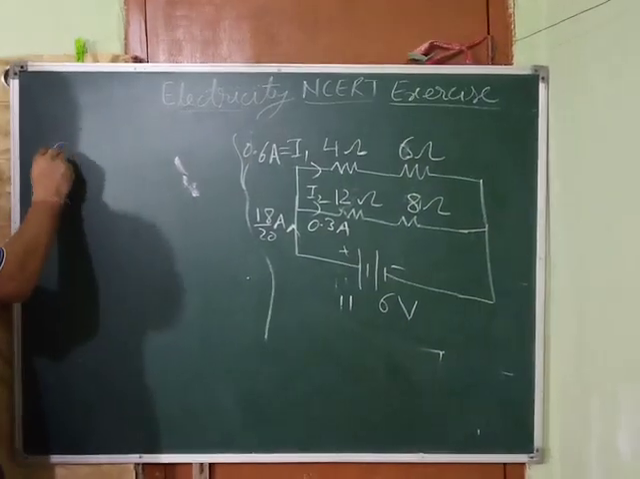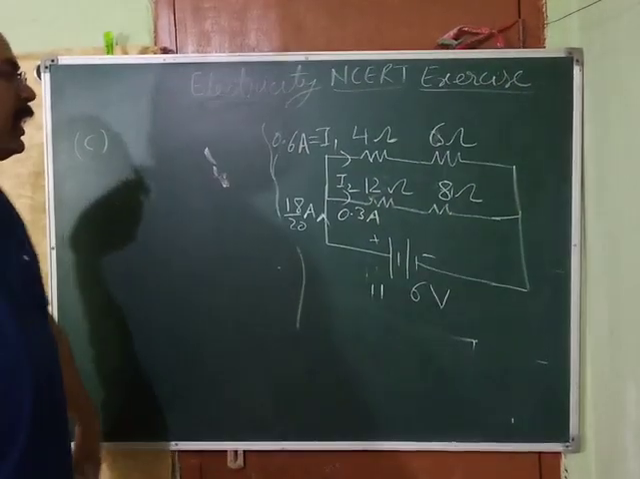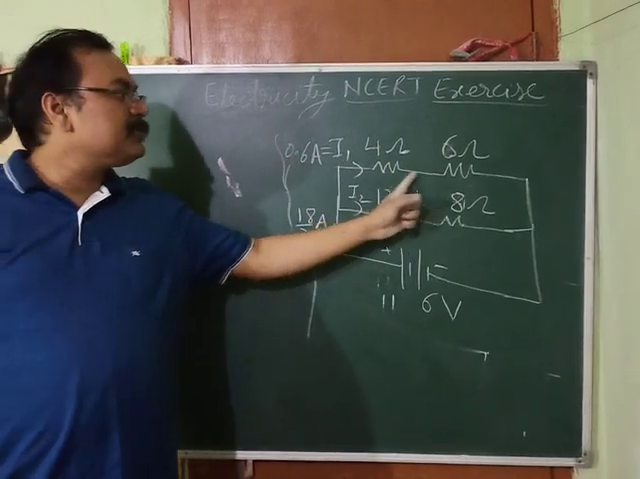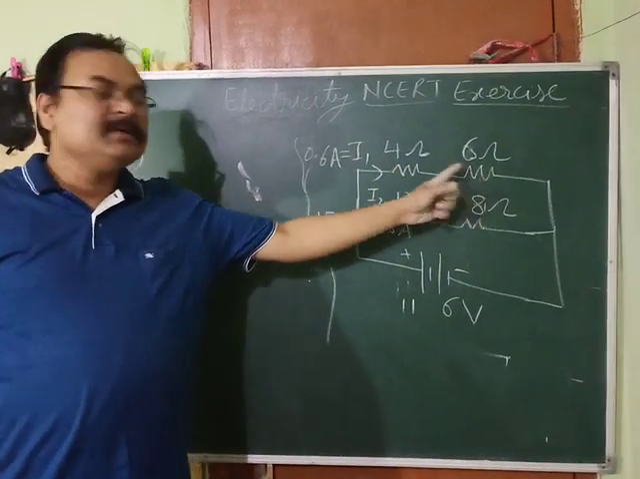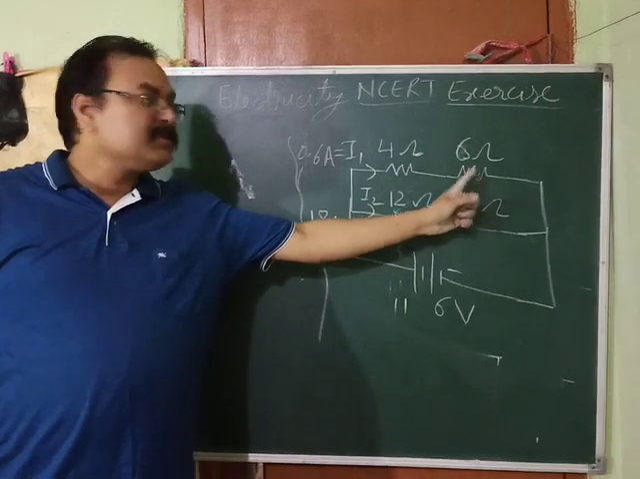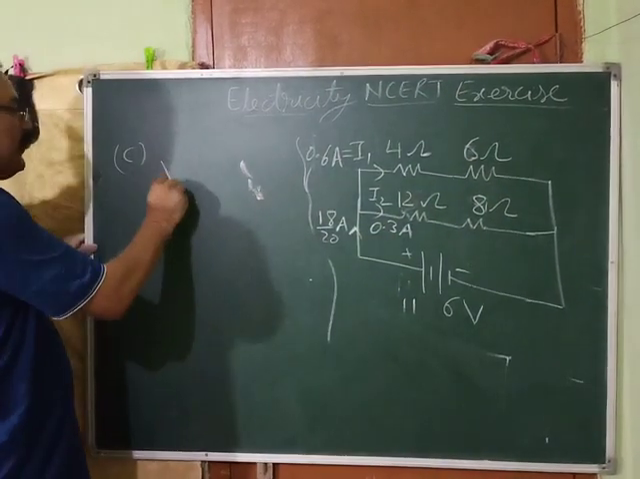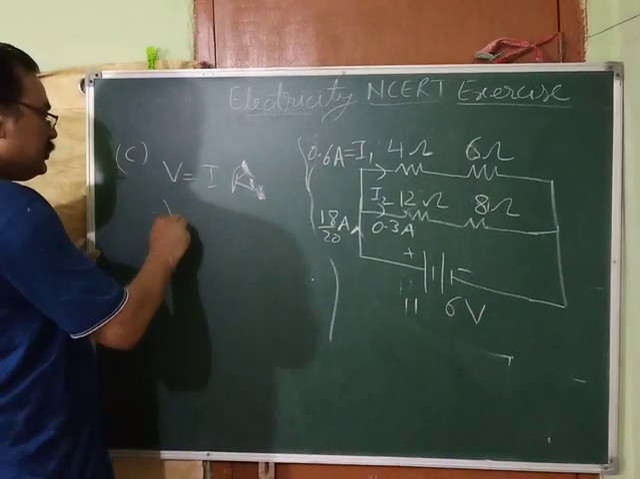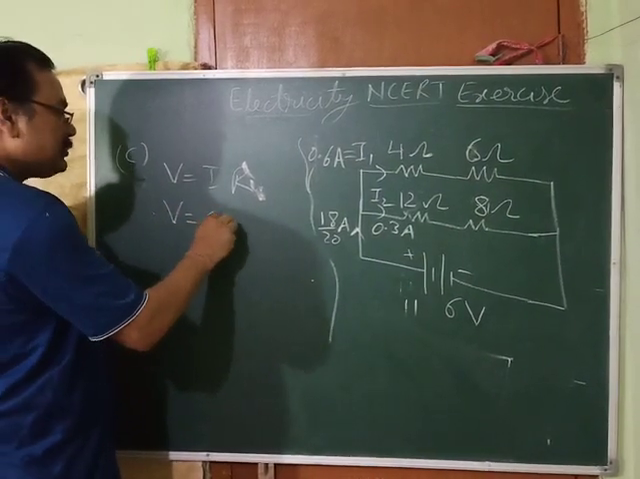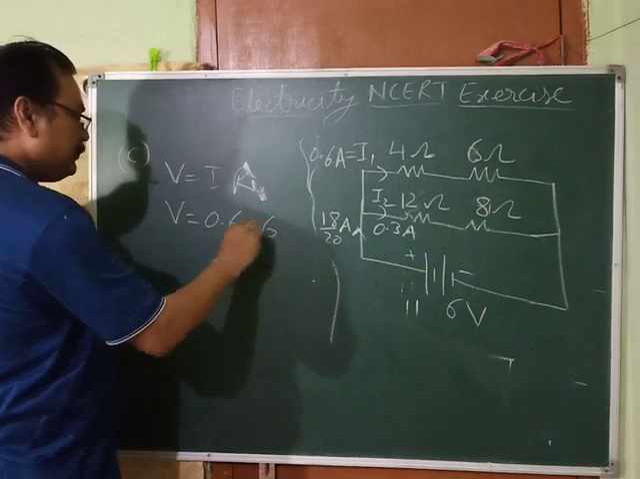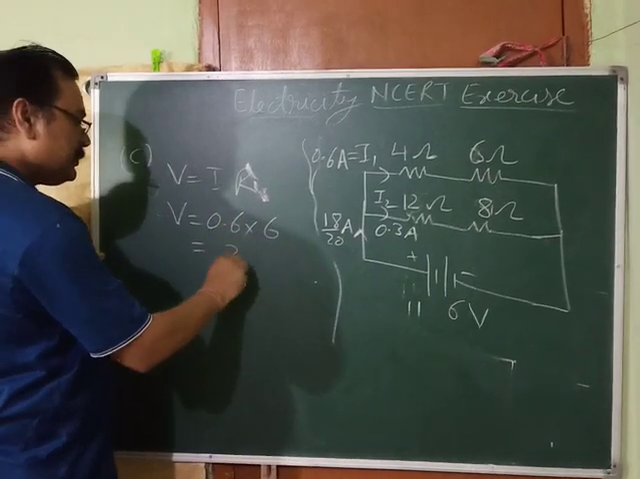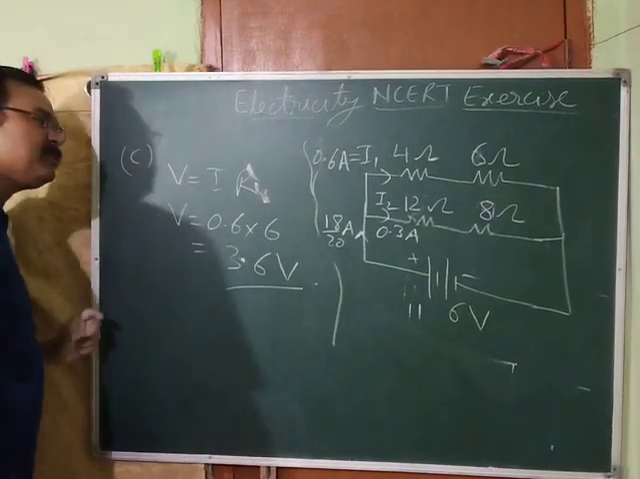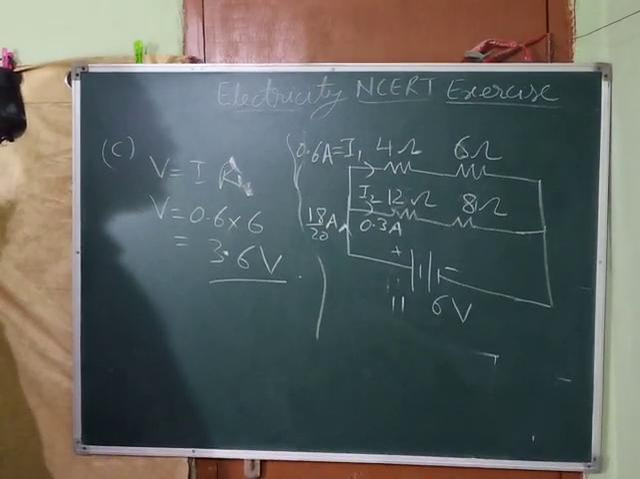In third part, we have to find out the potential difference across 6 ohm resistor. Now see, if the 0.6 ampere current is flowing through this branch, these two are in series, so same current will pass through them. So what is the potential difference? We know that V is equal to IR. This formula we know very well from Ohm's law. So V is equal to I, which is 0.6, and R is how much? 6 ohm. So what you will get? 6 times 6 is 36. So we will get 3.6 volt. This is the potential difference across 6 ohm resistor.